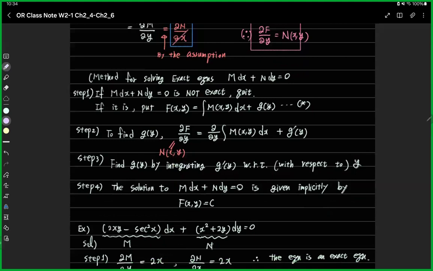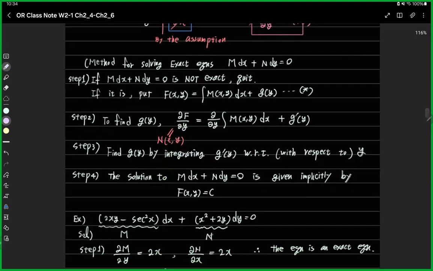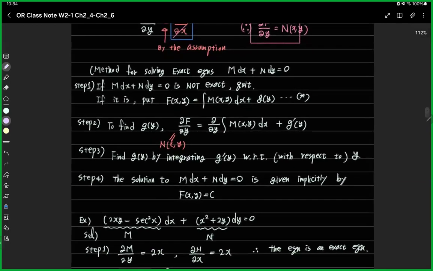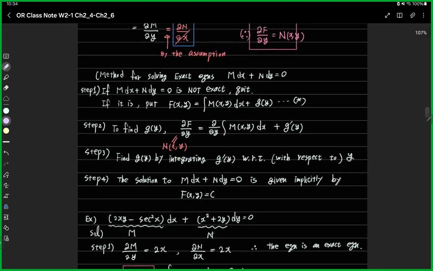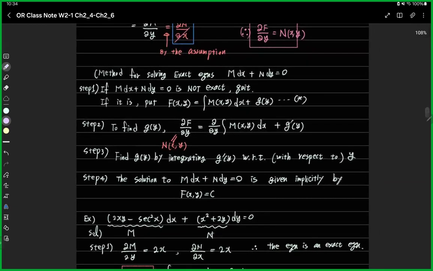Yeah, take the integral. We take the integral of just g prime of y with respect to y, not the whole thing. Sorry, I made a mistake. So now the solution to this guy is given implicitly by this.